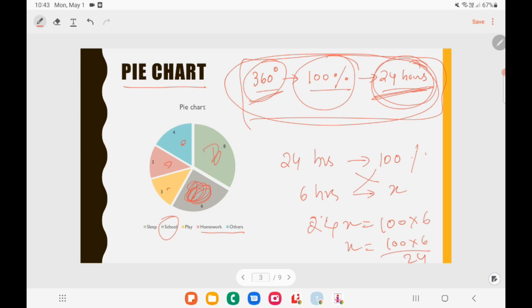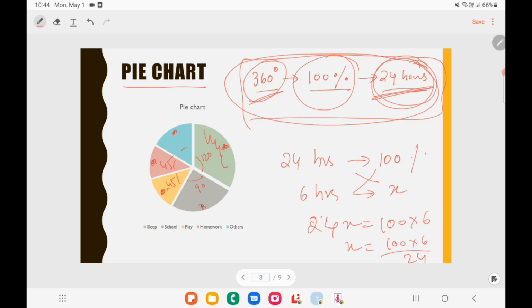So from percentage, sometimes UPSC will not give hours like this. Sometimes they will give the pie chart with the different angles. Then they will ask you to find out how many hours correspond to this sleep.